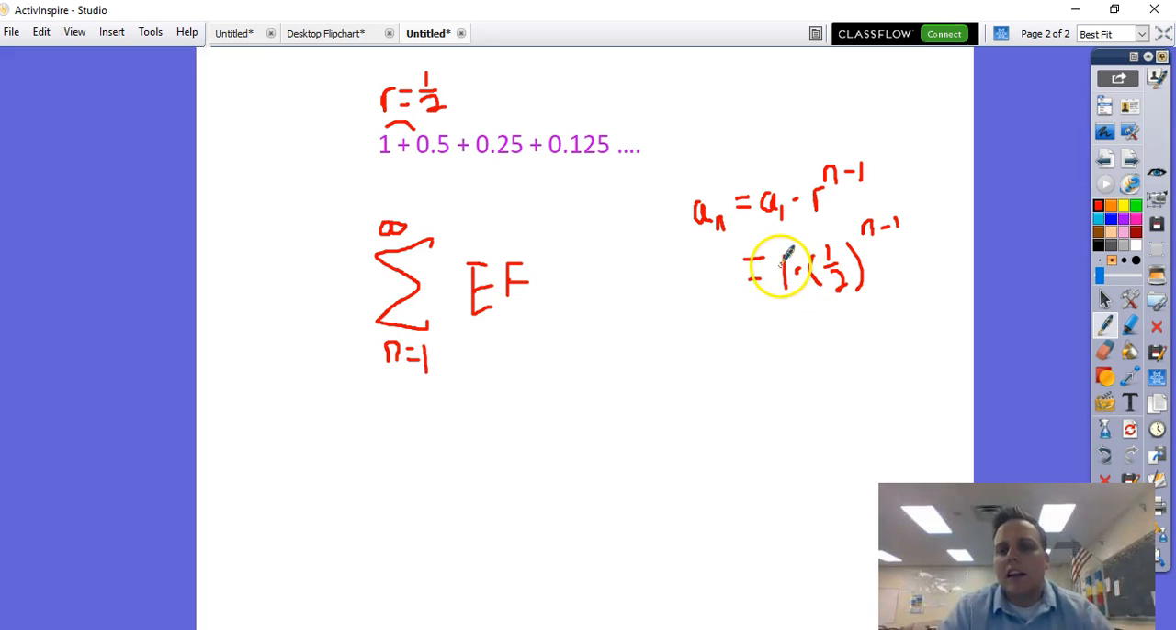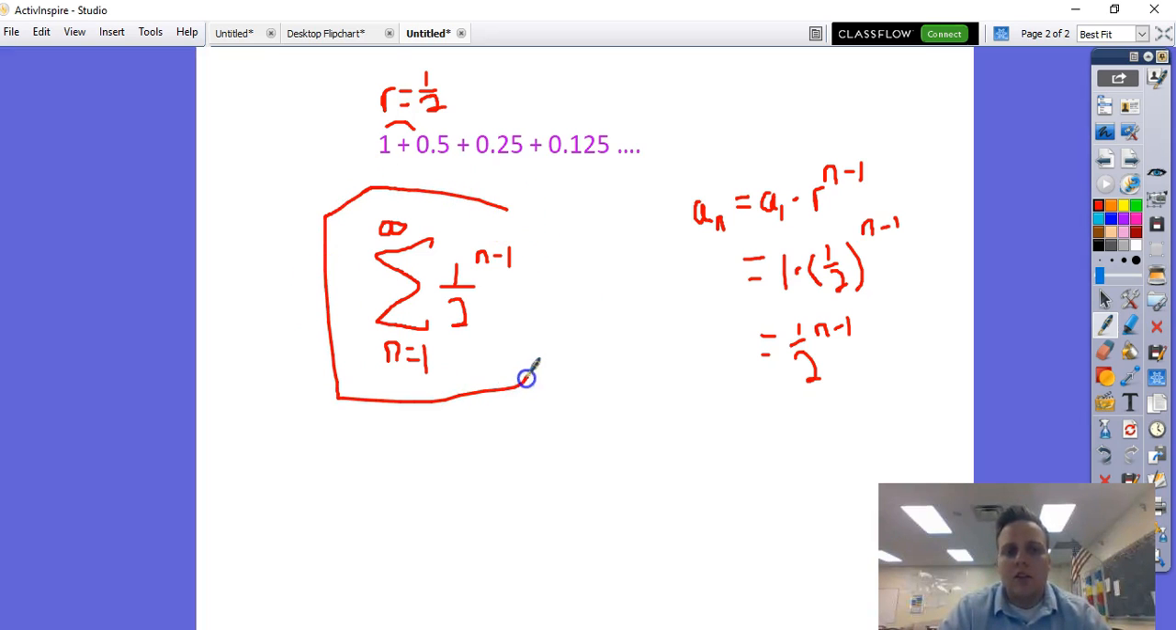Now, hopefully realizing multiplying by 1 isn't going to do anything, I'm just going to drop it. I'm just going to write 1/2 raised to the n minus 1. So that is our explicit formula. Right here, next to the summation, you put in 1/2 raised to the n minus 1. And there you go. You're done. That's literally all there is to it. Just that right there.